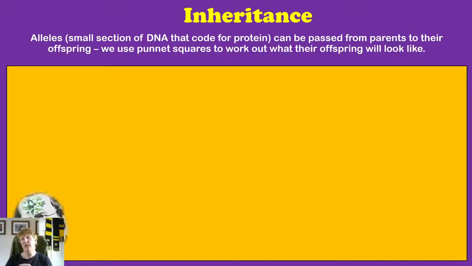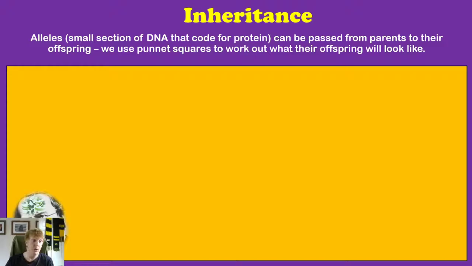Okay, so let's look at inheritance then. What do we do when we pass this DNA on? Before we start that, I want you to have a look at this key term just here. If I had a small section of DNA which coded for a particular protein, it's what we call an allele. These alleles can be passed from parent to their offspring, and we use Punnett squares to work out what the offspring would look like.